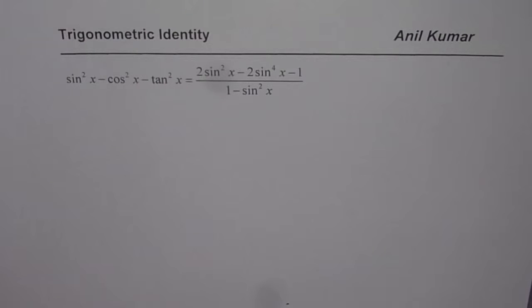The question is: sin square x minus cos square x minus tan square x is equal to (2 times sin square x minus 2 times sin to the power of 4x minus 1) divided by (1 minus sin square x).